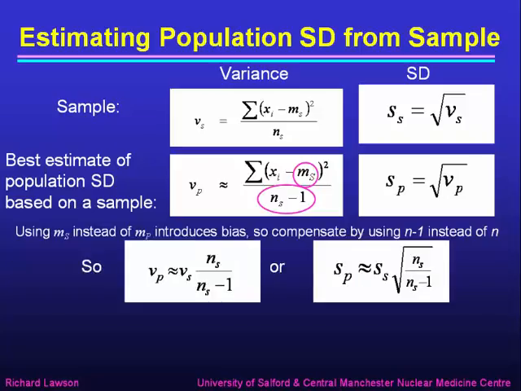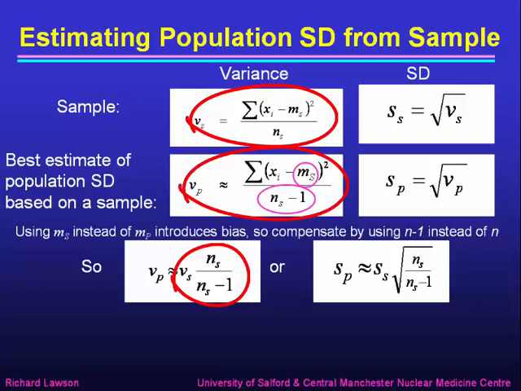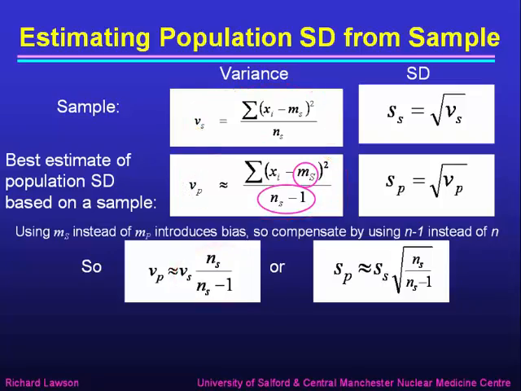If we look at this formula, we can see that if we take the formula for Vs, which has got an ns in the denominator, and multiply by ns over ns minus 1, that gives the formula with an ns minus 1 in the denominator, which is our formula for Vp. So if we know the sample variance Vs, we can multiply it by ns over ns minus 1 and get a best approximation to the population variance Vp.